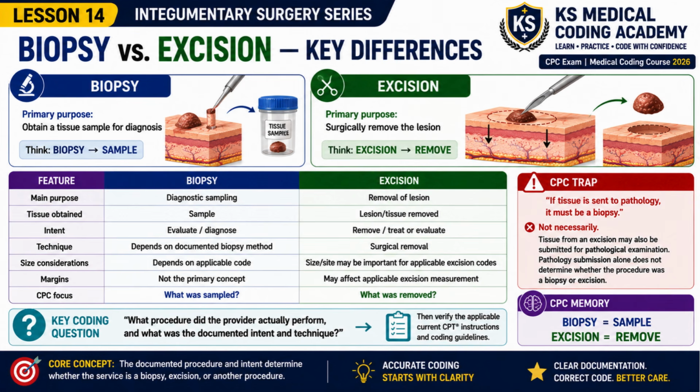When reviewing documentation, the CPC coder should identify the purpose of the procedure, what tissue was obtained or removed, the technique, anatomic site, and applicable size or margin information. Here is an important CPC trap. If tissue is sent to pathology, it must be a biopsy. That is not necessarily correct. Tissue removed during an excision can also be sent for pathological examination. So, pathology submission alone does not determine whether the procedure was a biopsy or an excision.